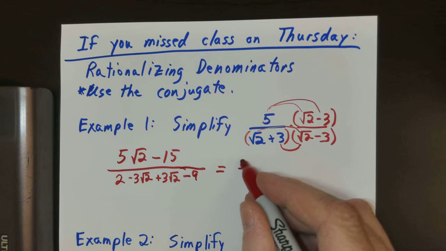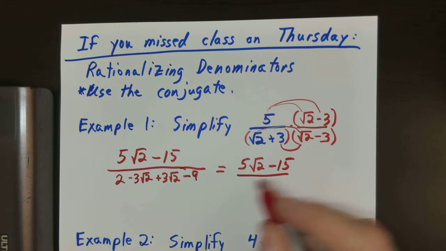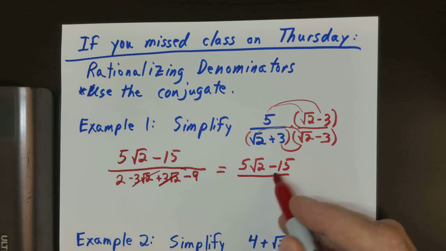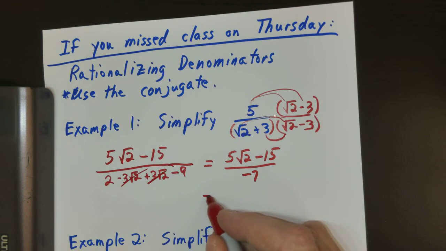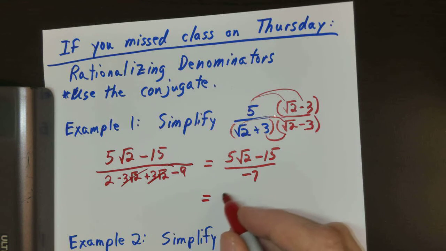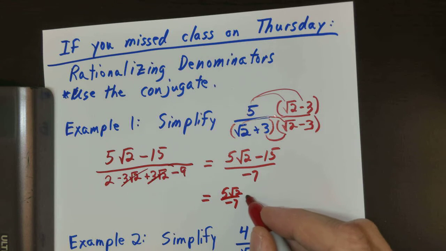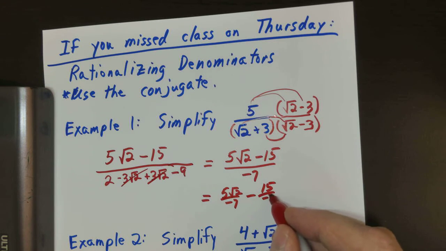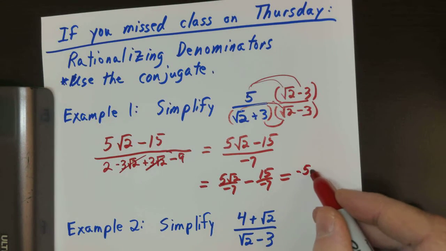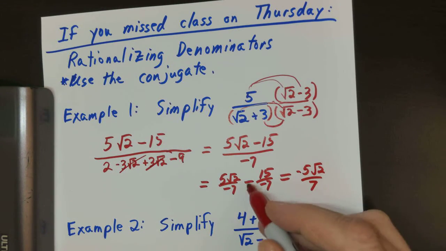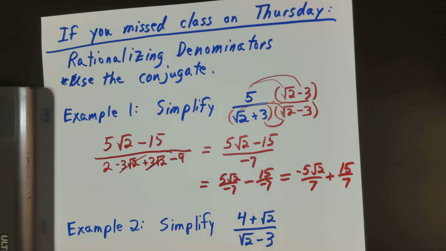So I've got 5 radical 2 minus 15 over, these guys are canceling, 2 minus 9 is negative 7. And then I'm going to write 5 radical 2 over negative 7 minus 15 over negative 7. I'm going to move that negative up there. So I got negative 5 radical 2 over 7, and a negative negative, that's positive 15 over 7.